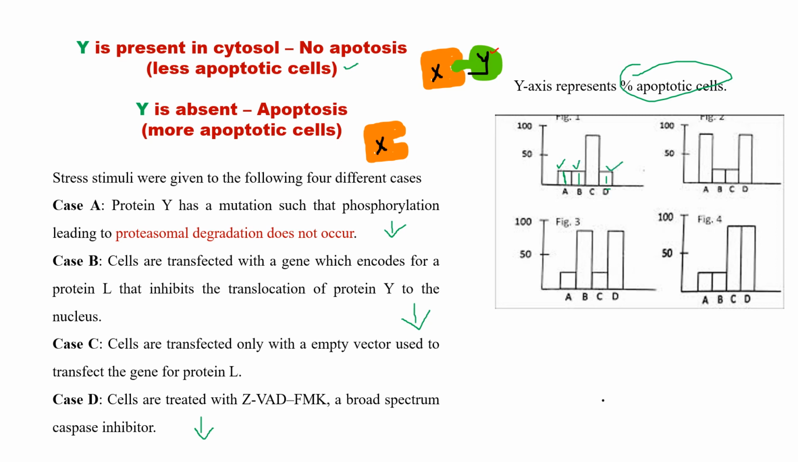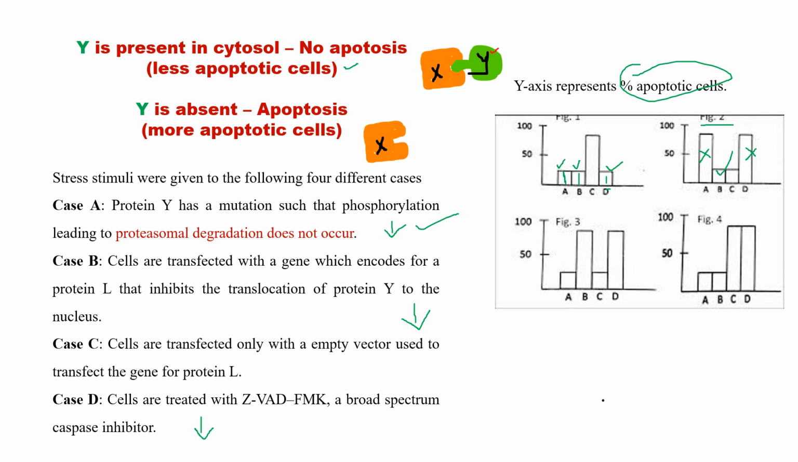Next, come to figure 2. Here in case A, more apoptotic cells. So this is not correct, because in case A, there should be less apoptotic cells. Next is case B. Here less apoptotic cells, that is correct. Case C, not sure. Case D, here higher apoptotic cells. This is also not correct.